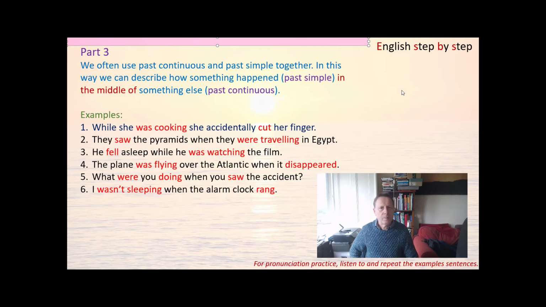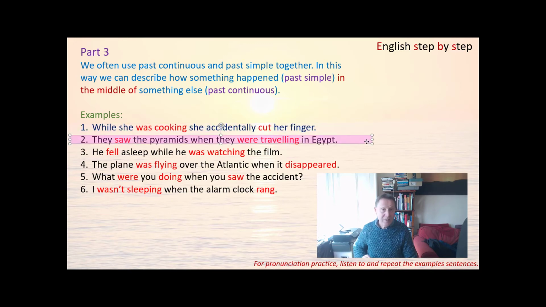We often use past continuous and past simple together in the same sentence. And in this way, we can describe how something happened in the middle of something else. In other words, when something happened, past simple, in the middle of something else happening, past continuous. Well, let's look at some examples. Number 1. While she was cooking, she accidentally cut her finger. Past continuous, past simple.